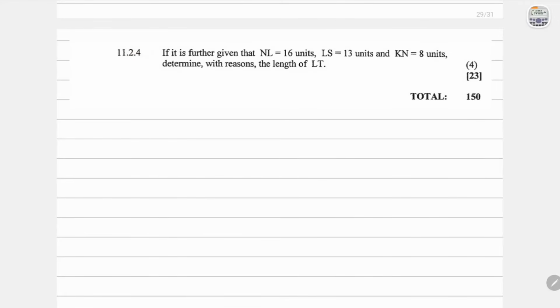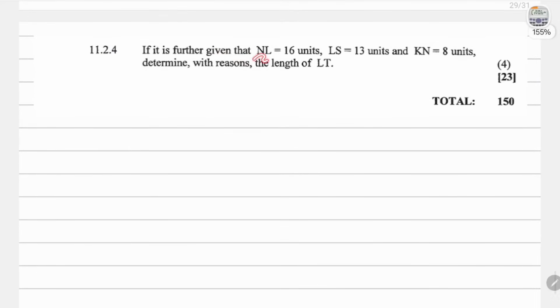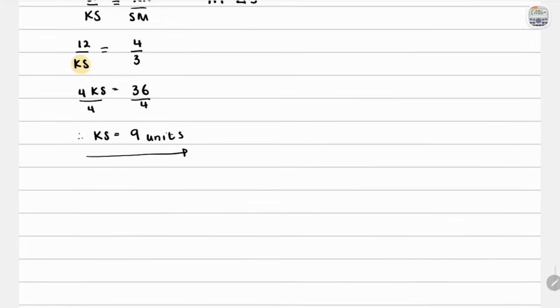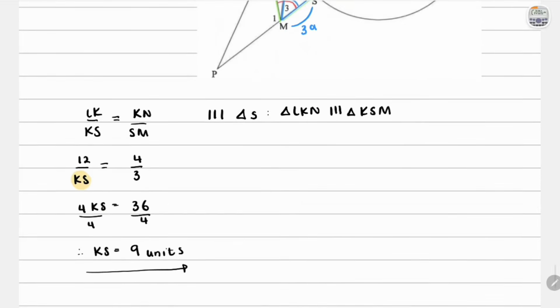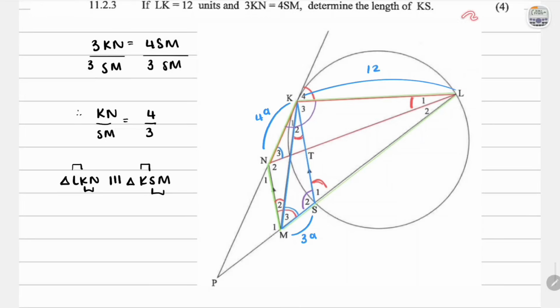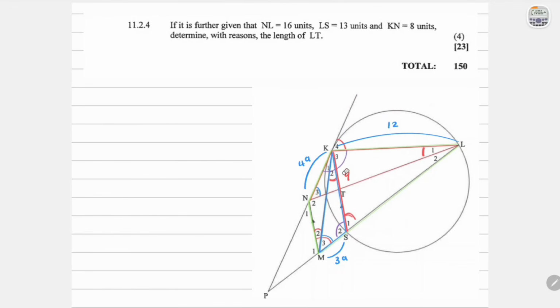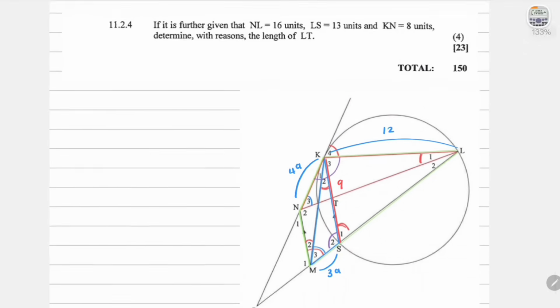Question 11.2.4 says, if it is further given that NL equals 16 units, LS equals 13 units, KN equals 8 units, determine with reasons the length of LT. So let's just go ahead and get this diagram, and we'll also just remember that KS is actually equal to 9 units. Okay, so KS is already equal to 9 units, so just keep that in mind.